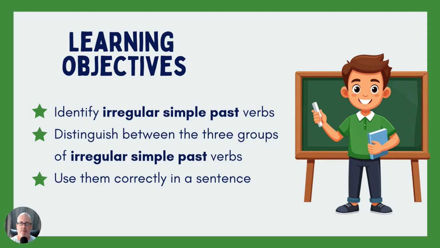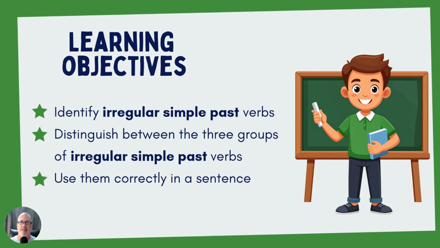Today, our learning objectives will be to identify irregular simple past verbs, distinguish between three groups of irregular simple past verbs, and to use them correctly in a sentence.